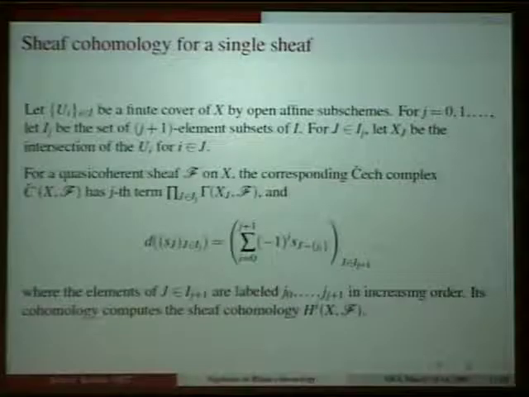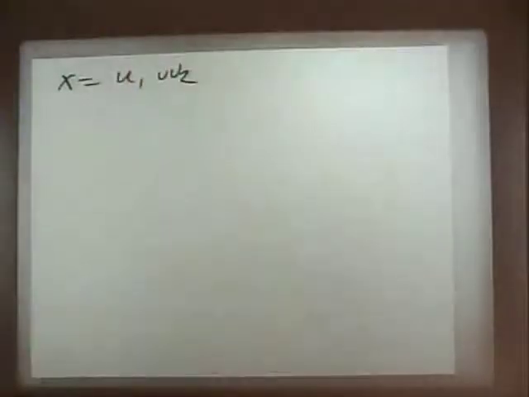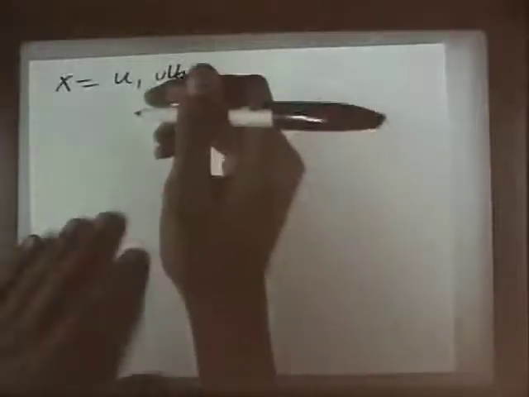There's a differential which amounts to, actually, let me go back to my original plan, which is to just do this in an example. So that's what's going on in general. Well, let me just look at a particular example. So say X is the union of two opens U1 and U2. Then what do you have?